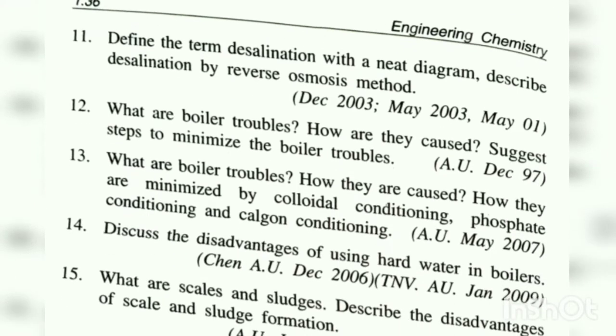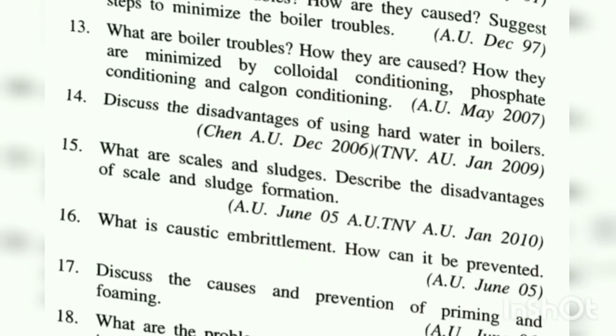Then 14th one, discuss the disadvantages of using hard water in boilers. 15th one, what are scales and sludges? Describe the advantages of scale and sludge formation. Firstல வந்து you have to differentiate. That is what are scales and sludges. ரெண்டுக்கு difference எழுதிட்டு then you have to describe their disadvantages. Okay? Of scale and sludge formation.